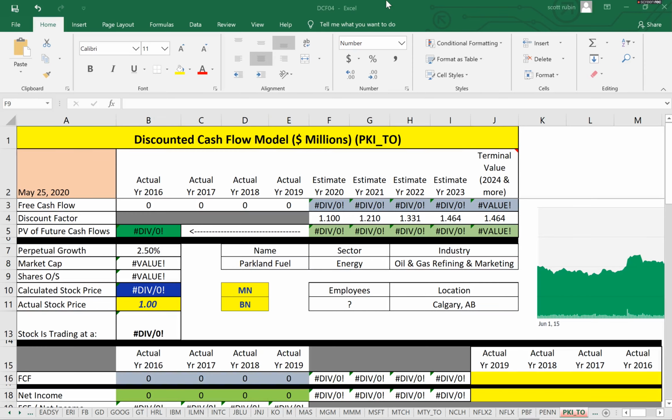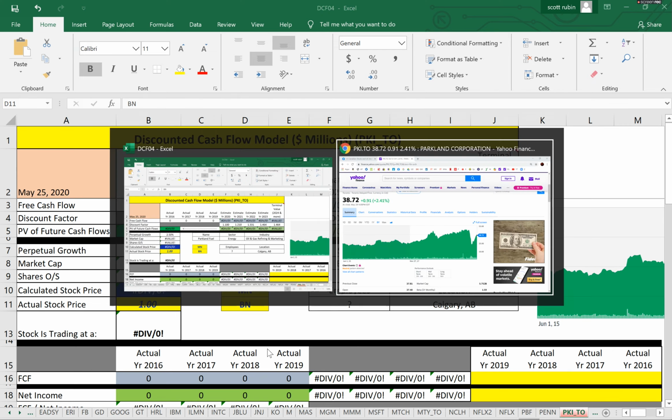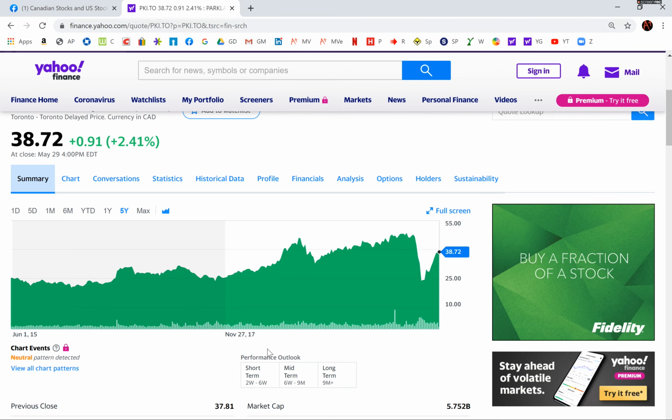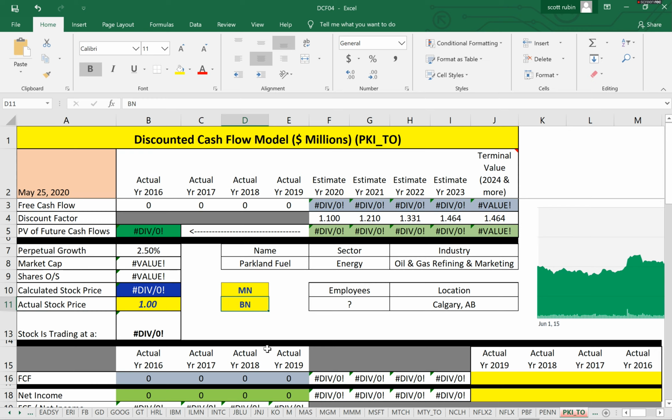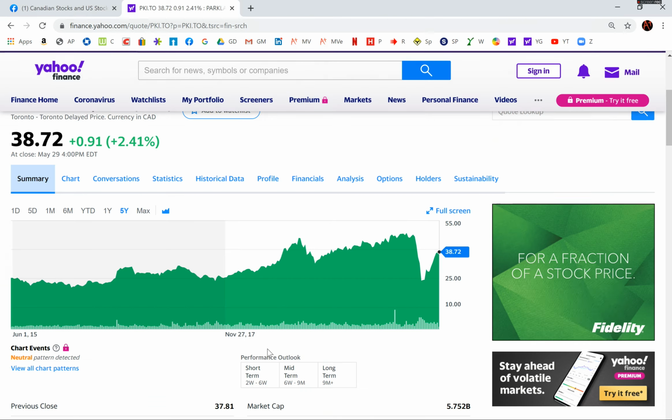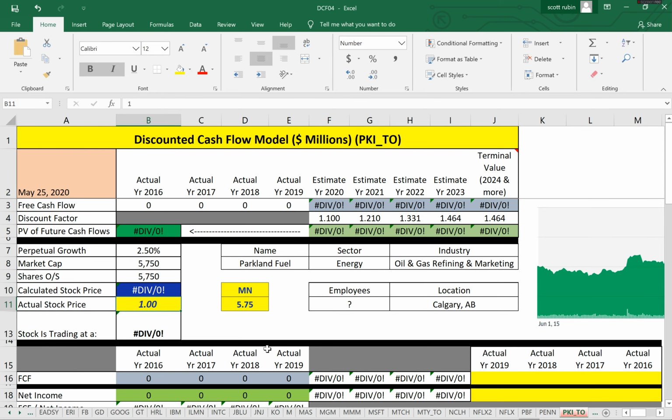We're going to calculate the stock price for Parkland Fuel. The ticker is PKI.TO. The TO stands for Toronto. And the first step is the market cap, which is 5.75 billion. Next, the stock price, which is 38.72.